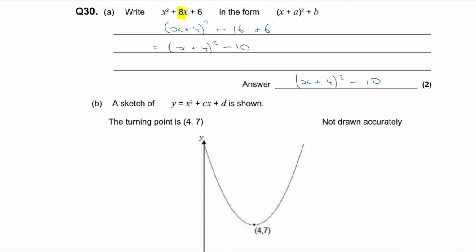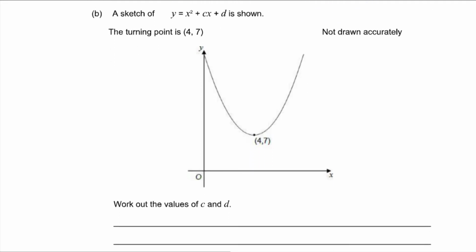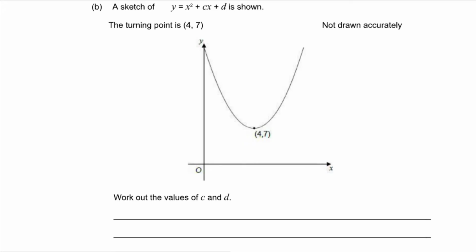A sketch of y equals x squared plus cx plus d is shown. The turning point is 4, 7. Work out the values of c and d. Okay, so this one's working backwards, isn't it? If that coordinate there is 4 and 7, remember the completed square form is going to be of the form x minus that number. So it's going to be x minus 4 inside the bracket, all squared.